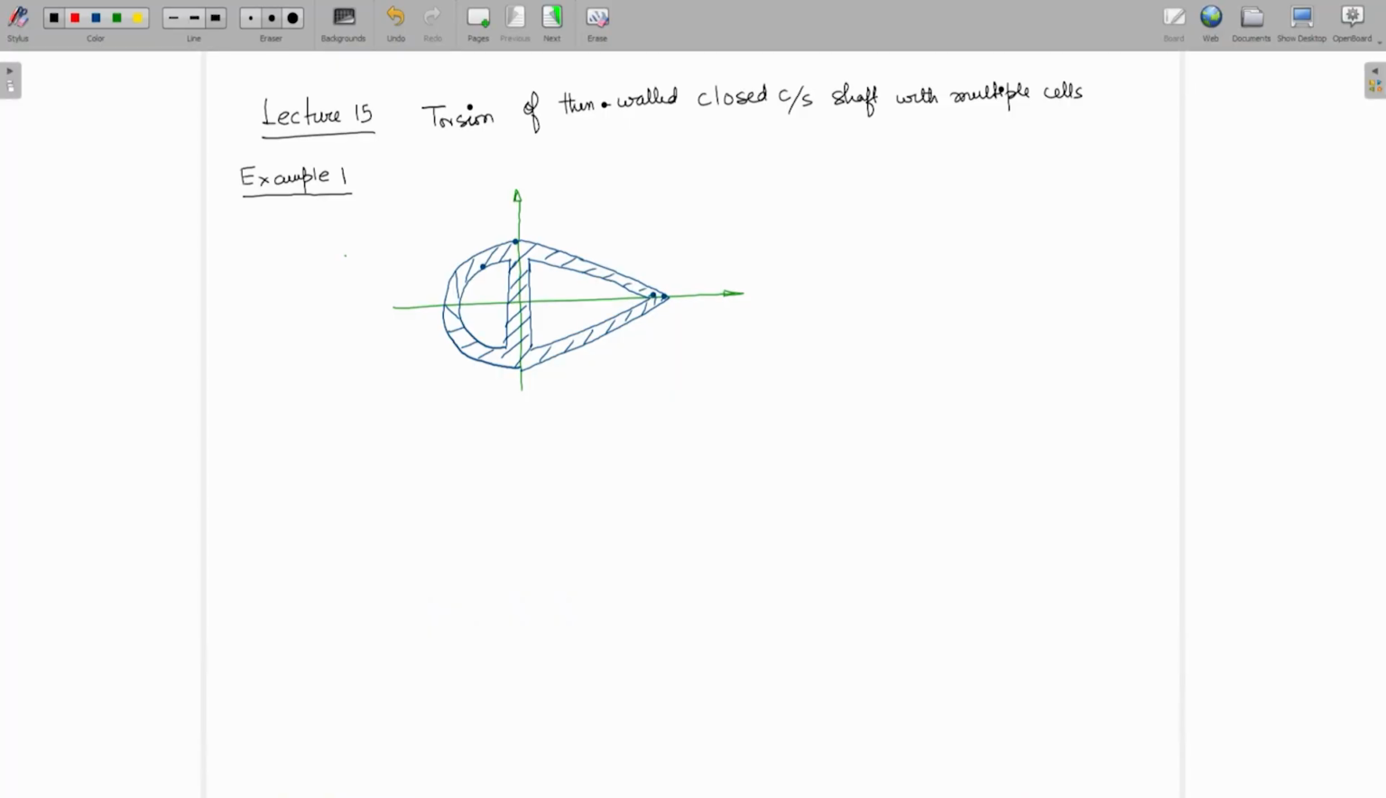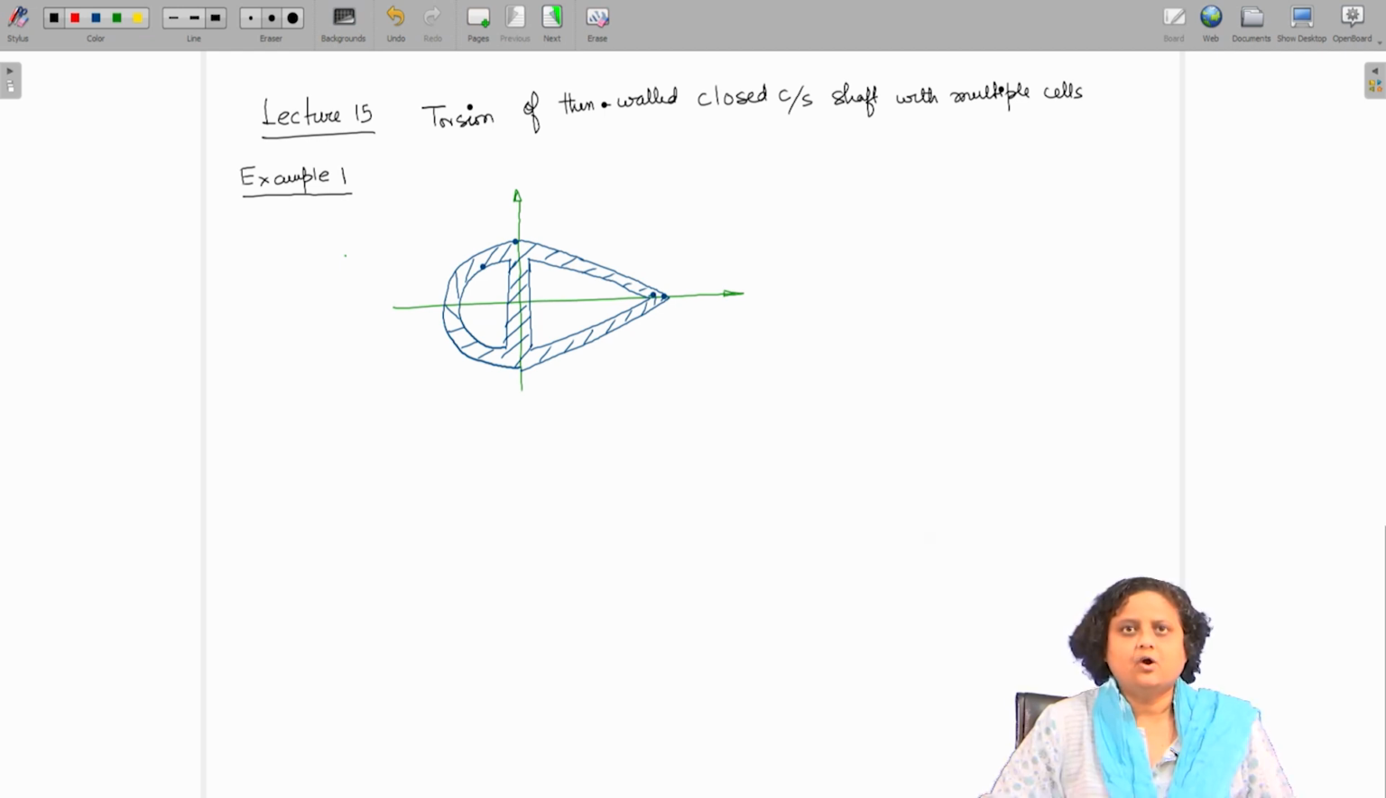Lecture 15 of week 3. So, this will be the last lecture on torsion of thin wall structures. Today we will solve certain examples on torsion of thin wall cross section shafts.